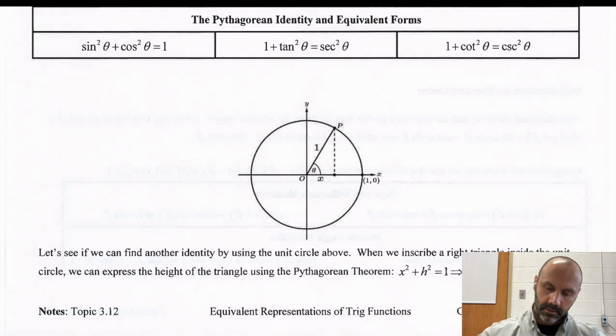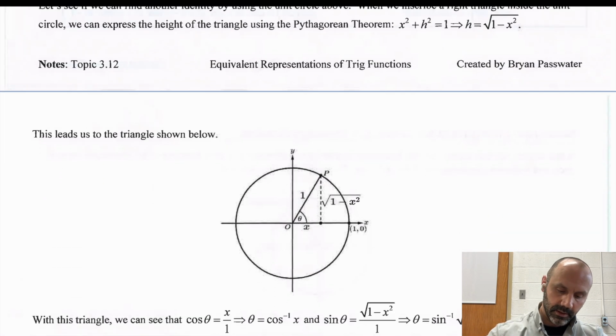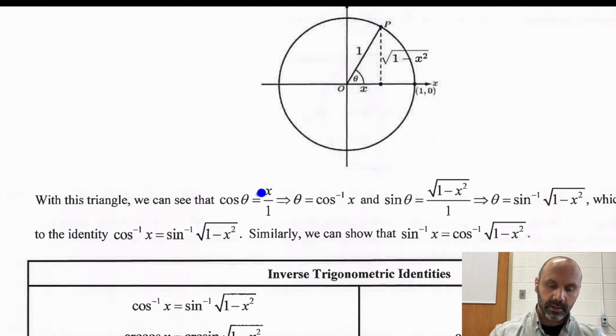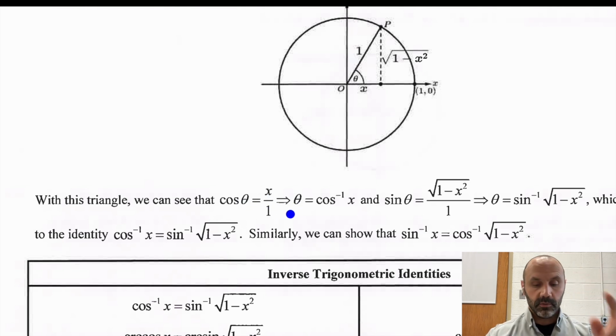And now we get to sine and cosine and that kind of thing. So cosine of theta, cosine is adjacent over hypotenuse, right? So that's x over 1. Don't forget, x over 1, cosine of theta. So cosine of theta is x over 1. So theta is equal to the inverse cosine of x.